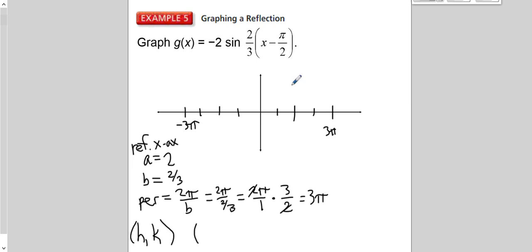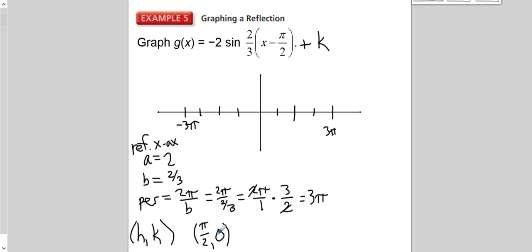HK. H is pi over 2. And K is not there. Okay, so we don't have to worry about the midline shifting. So we're going forward pi over 2.